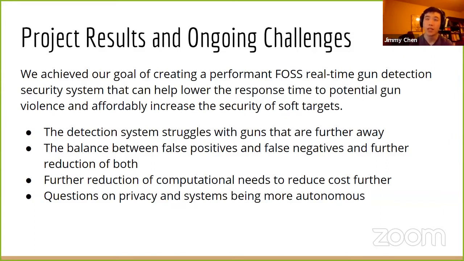The balance between false positives and false negatives and further reduction of both is another challenge. While we succeeded in reducing false positives drastically from the start and throughout the process, it still remains an issue. Obviously, you want to minimize false positives as much as possible. And while a 98% mAP may sound impressive, in the real world, when there are rarely any guns, you'll still see a decent number of false positives.